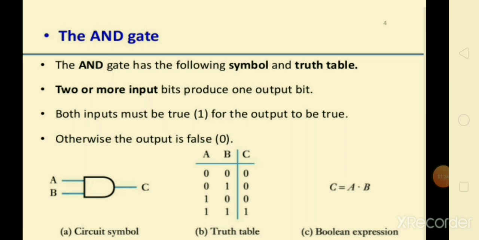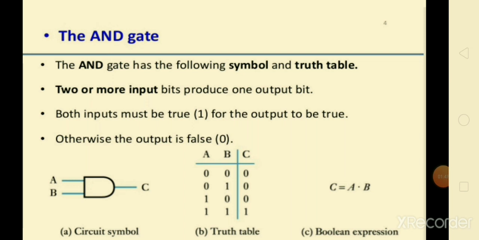A truth table is the mapping of inputs with their outputs. On the left-hand side we have all the inputs. It may be one input, two inputs, or three inputs. An AND gate can be three-input also, and the output is only one, that is C. So how do we write this truth table? Look at the truth table in figure B.